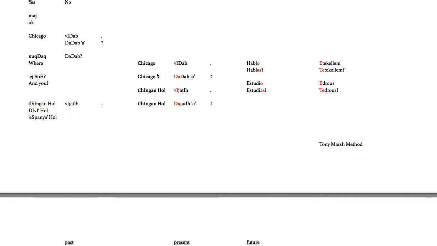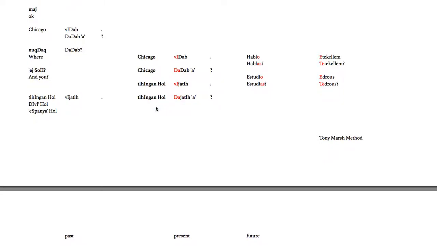Right? So if you speak Klingon, say Klingon I speak. Klingon Chol Vijatl. And then for do you speak, you add da. So notice vi for I, da for you. Okay, so Chicago vidab, and for you, Chicago dadab a. Klingon chol vijatl, Klingon chol dajatl a.